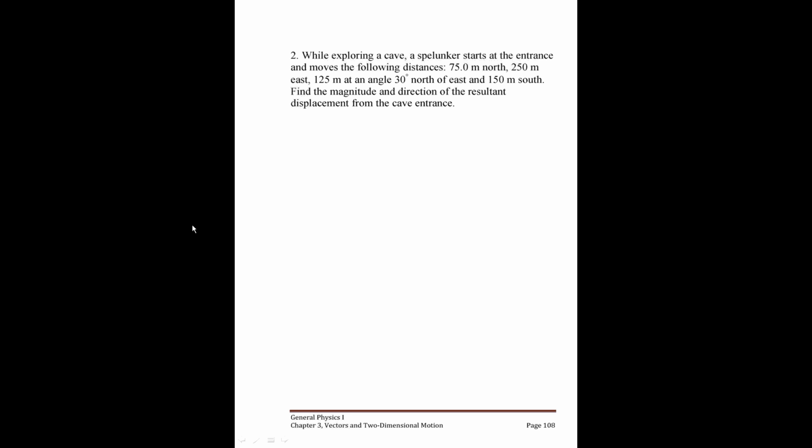While exploring a cave, a spelunker starts at the entrance and moves the following distances. As I write these out, I'm gonna sketch out a vector diagram. He goes 75 meters north. He goes 250 meters east. You know, in your cardinal directions, we have north, east, south, and west. So he goes 250 meters east. It's not necessarily to scale. 125 meters at an angle of 30 degrees north of east.